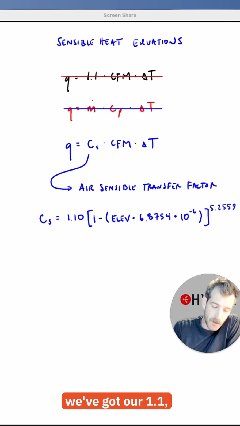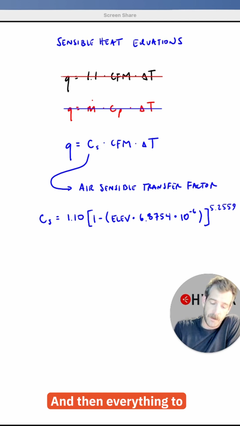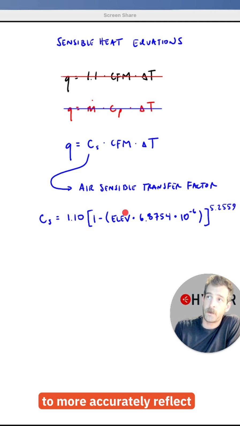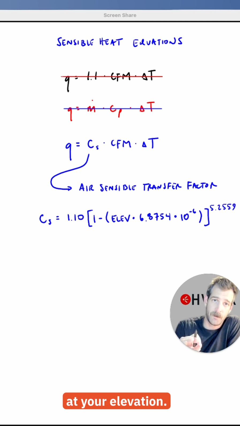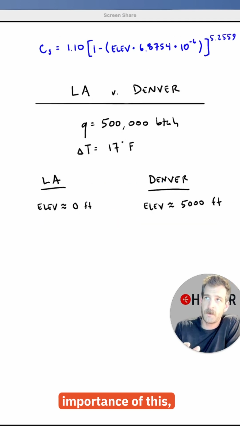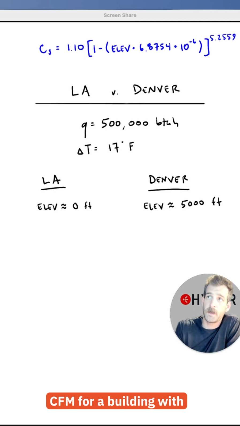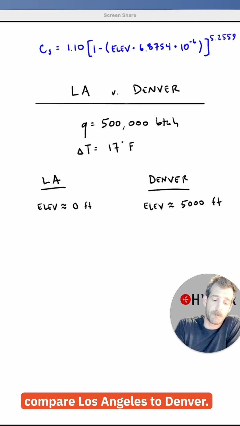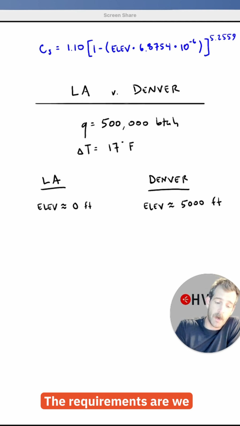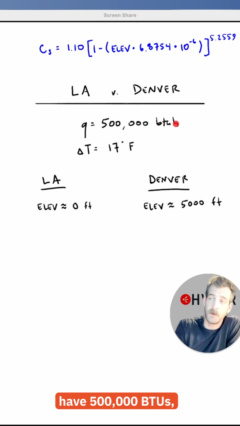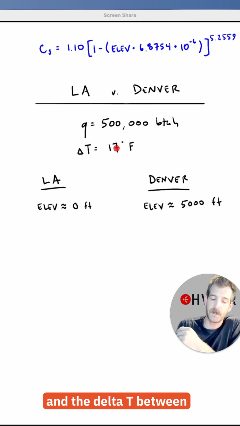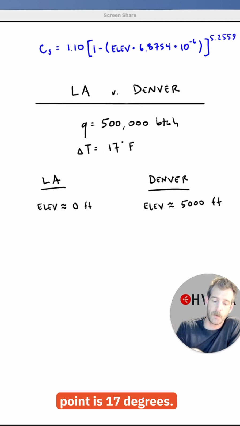So to break this down, we've got our 1.1, that's familiar, and then everything to the right uses elevation to adjust the 1.1 to more accurately reflect the state of air at your elevation. To demonstrate the importance of this, let's do a demonstration where we're calculating CFM for a building with the same requirements but in different locations. So we're going to compare Los Angeles to Denver. The requirements are we have 500,000 BTUs space sensible load, and the delta T between your supply air and your space set point is 17 degrees.